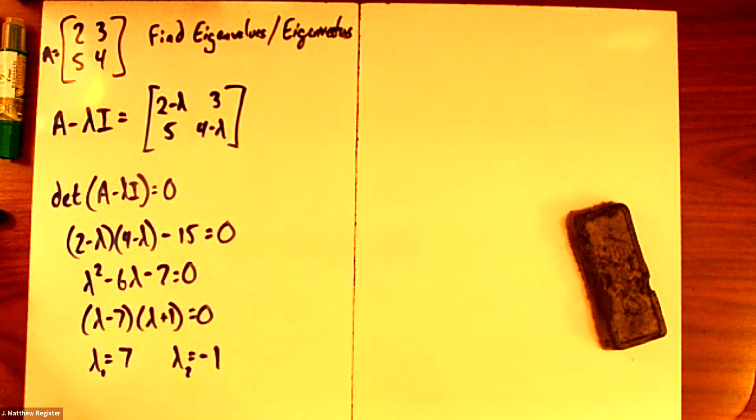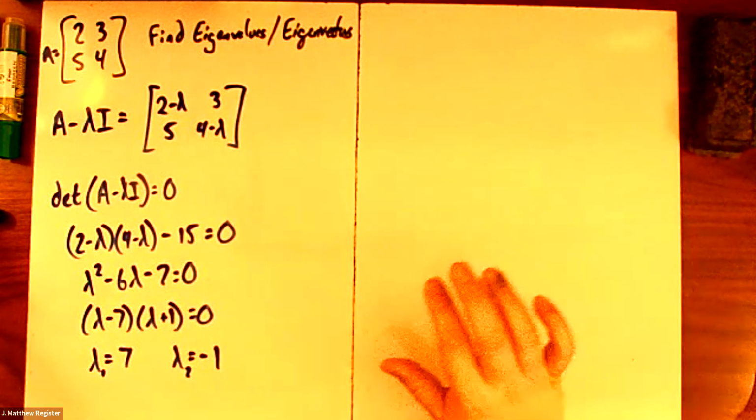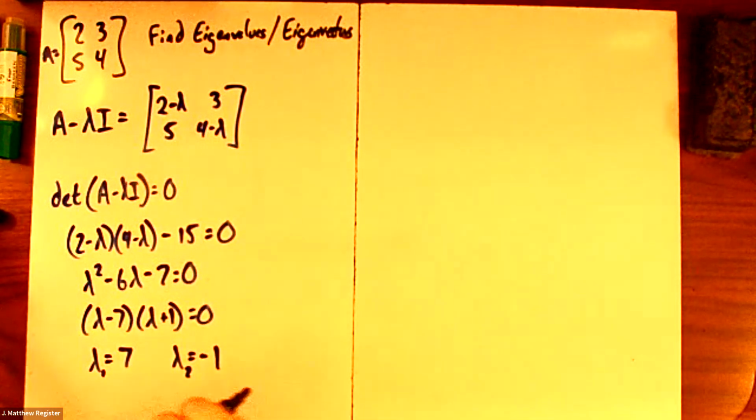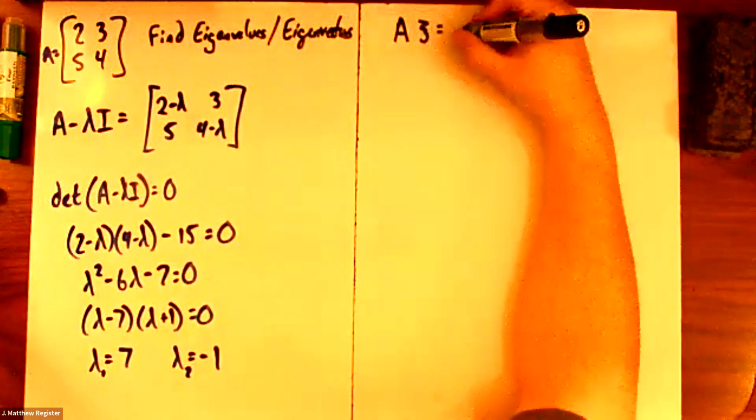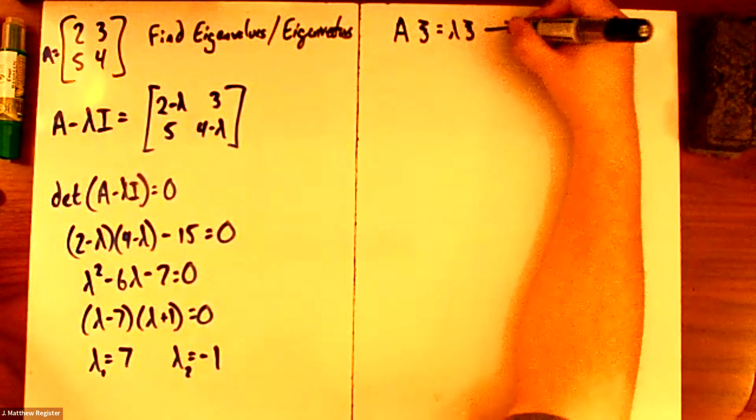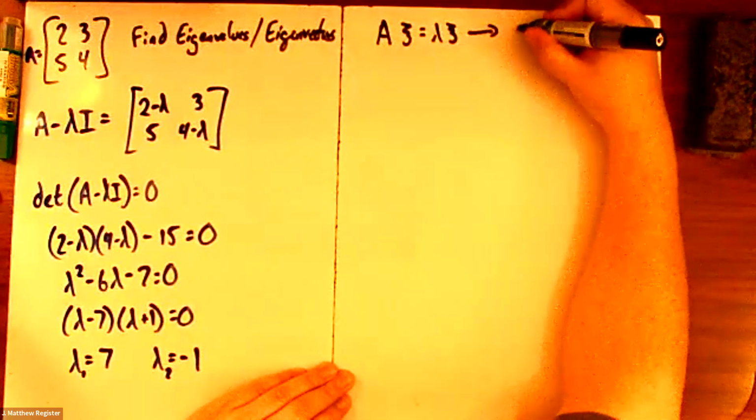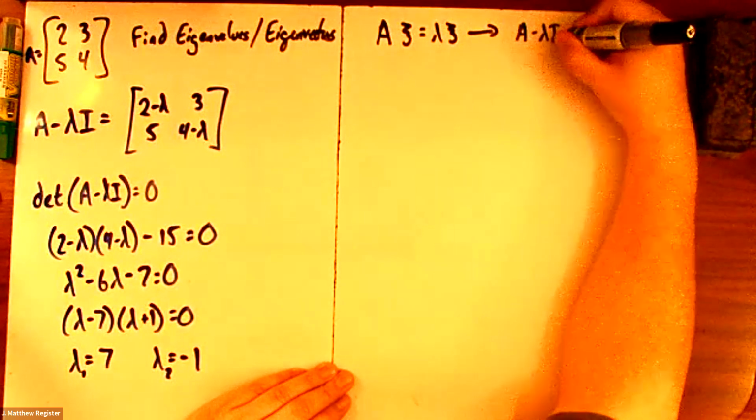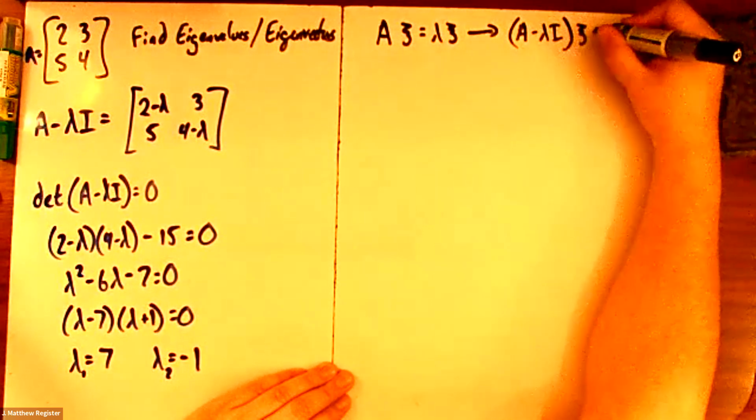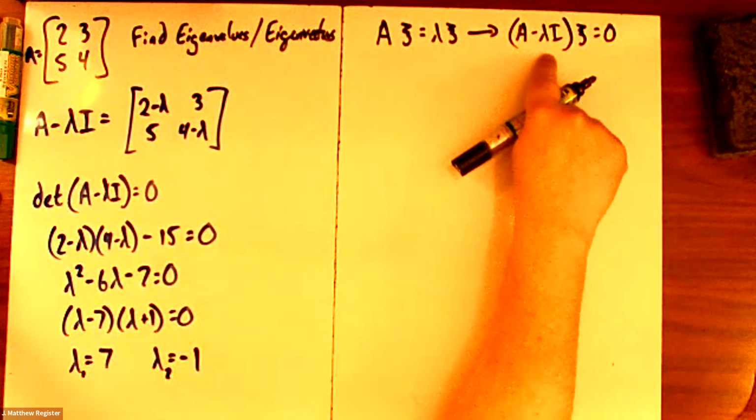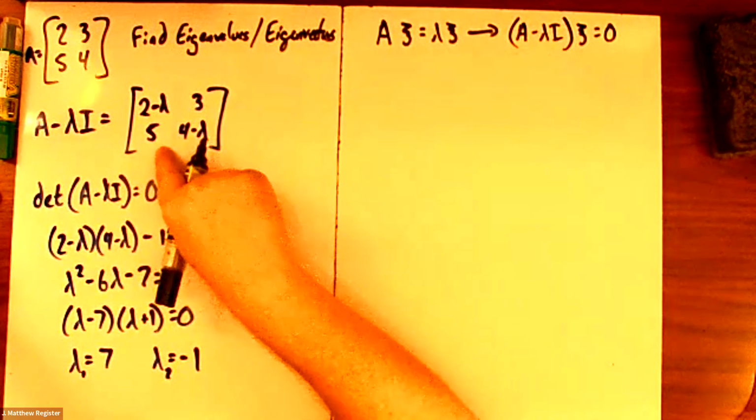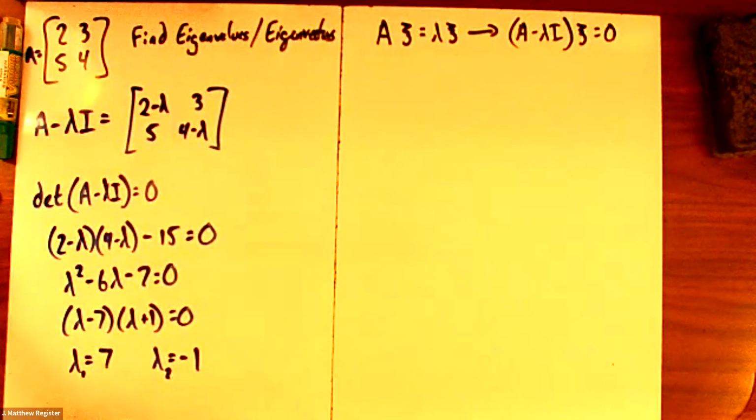Now that we have these eigenvalues, we can figure out what the eigenvectors are. And so in order to figure out what the eigenvectors are, remember, we're going to be using the equation A times c equals lambda times c. But we can rewrite that as A minus lambda I times c equals 0. And so we need to figure out what A minus lambda I actually is. And we have A minus lambda I up here. We just have to plug these values in. And so let's start with lambda 1 equals 7.